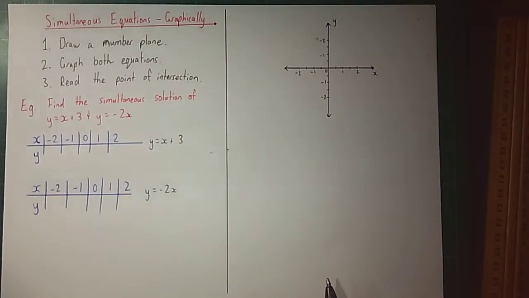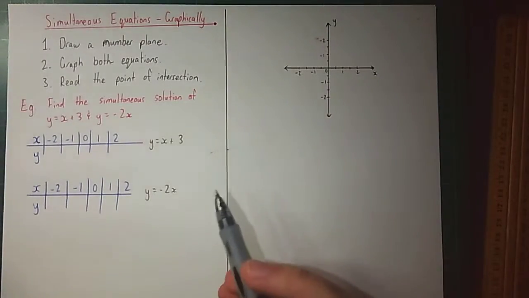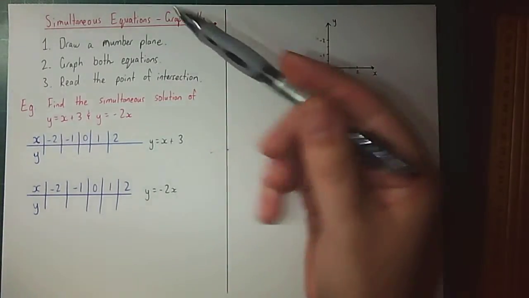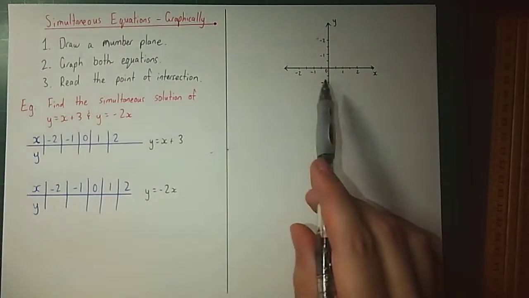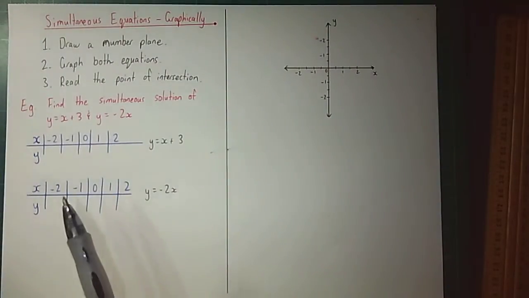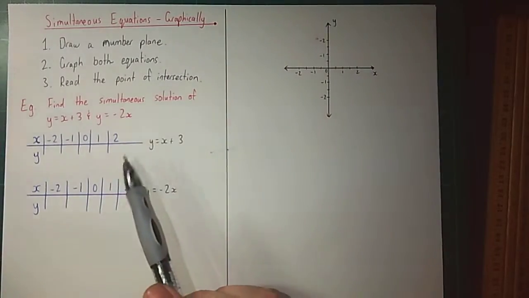Here we're looking at simultaneous equations, and how to work with them graphically. There are 3 steps to this. We have to draw a number plane, so I've done that already for our example. We have to graph both equations, and we have to read the point of intersection.